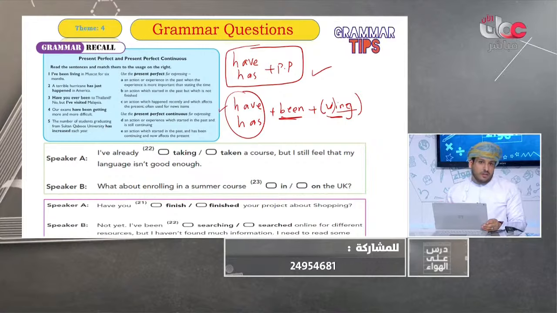Teacher, how can the exam writer bring such a question? Okay, those are some real exam questions related to the grammatical rule. Speaker A will say, "I have already." See, I have here. It means have. It might be has tomorrow. Be careful. Have or has. Have already taken or taking or taken. Be careful. Here, past participle.